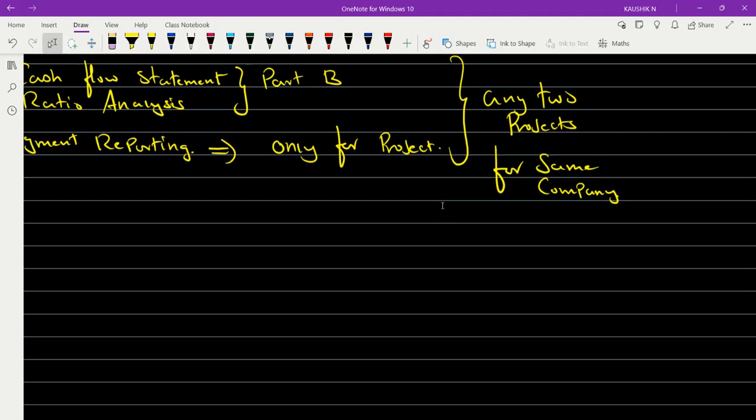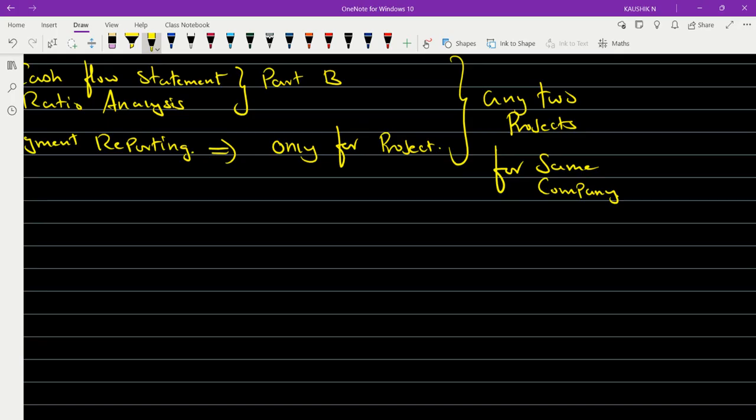And please make sure, as I mentioned here, only any two projects are to be done out of these three. And the same company is preferable. For example, if you are going to take a company called Dabur, then under Dabur, if you are going to do cash flow and ratio, do the ratio analysis and cash flow statement for Dabur Limited itself. Don't change your company.